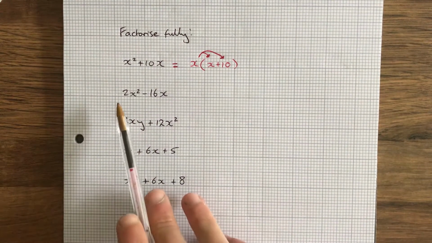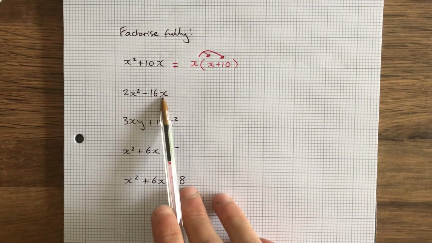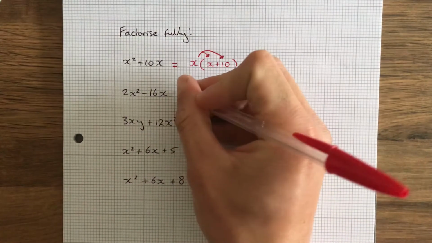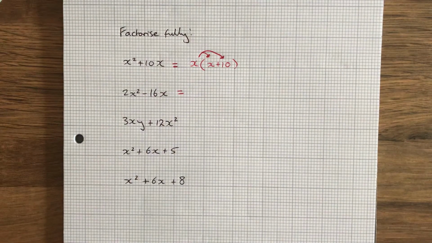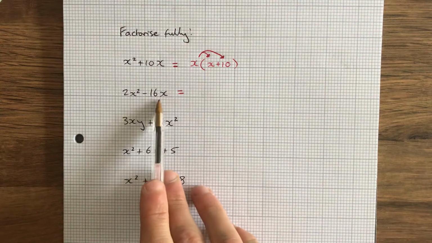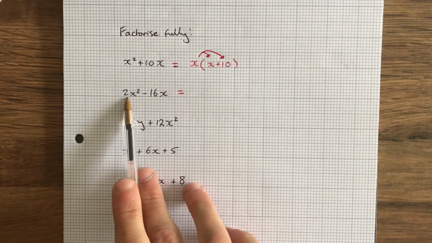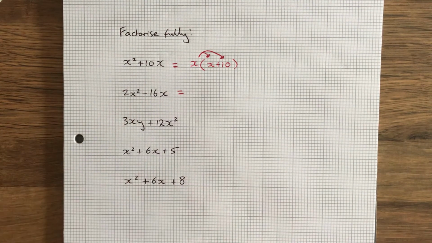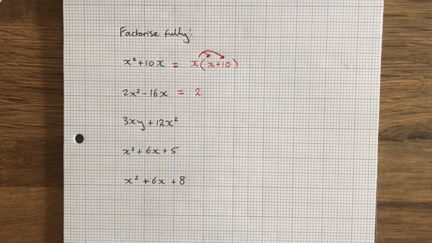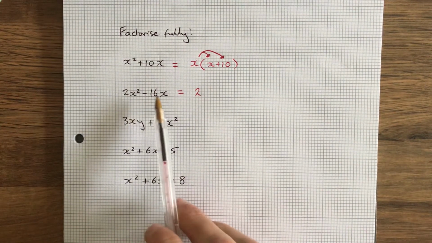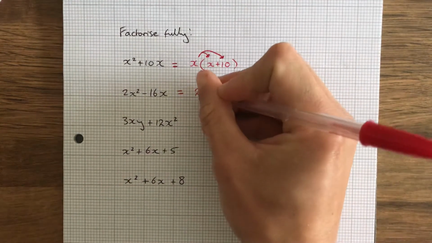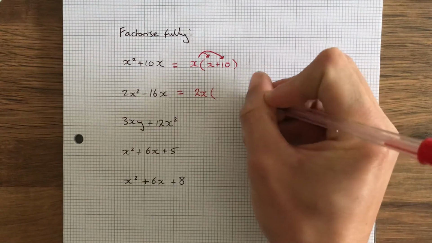For the second one, we've got 2x squared take away 16x. There's still no constant at the end. So this could still only be factorised into one bracket. So let's look again at the terms. We can factorise a 2 out of both of these because 2 is the biggest factor of 2 and 16. So I'm going to write 2 at the front. Let's look at the letters. So we've got x squared and x. So x is also a factor of those two as well.